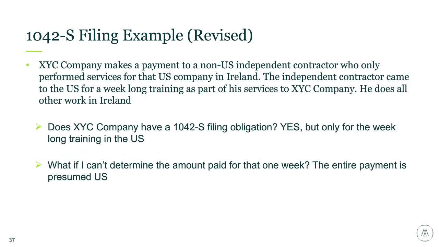Now we're going to change the facts a little bit and say that that independent contractor, well, they came to the U.S. for 1 week, but he does all his other work in Ireland. So technically, you do have a 1042-S filing requirement, but only for that week-long training in the U.S. So make sure that invoice from that contractor bifurcates out exactly how much he was charging you for the U.S. presence. And that's what you would report, and that's what you would potentially withhold on if he didn't provide you the 8233 that he needs to.